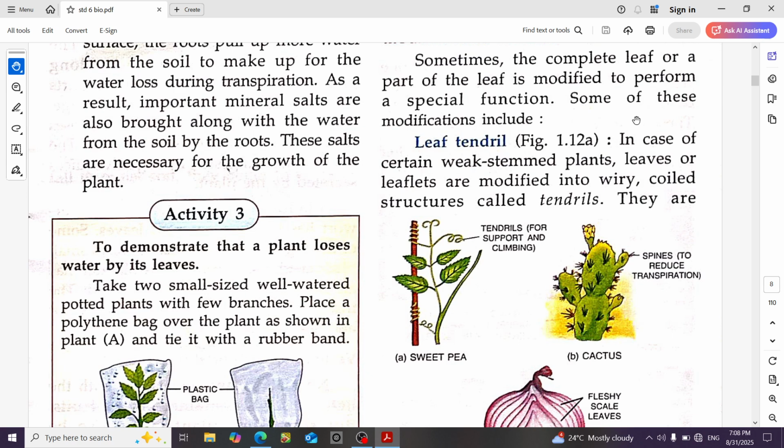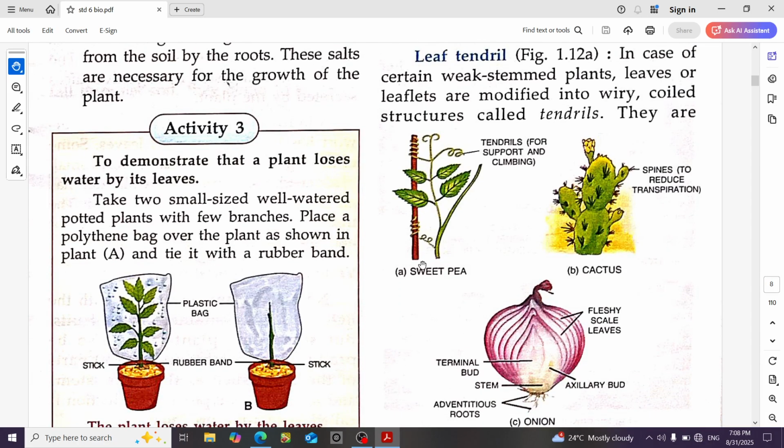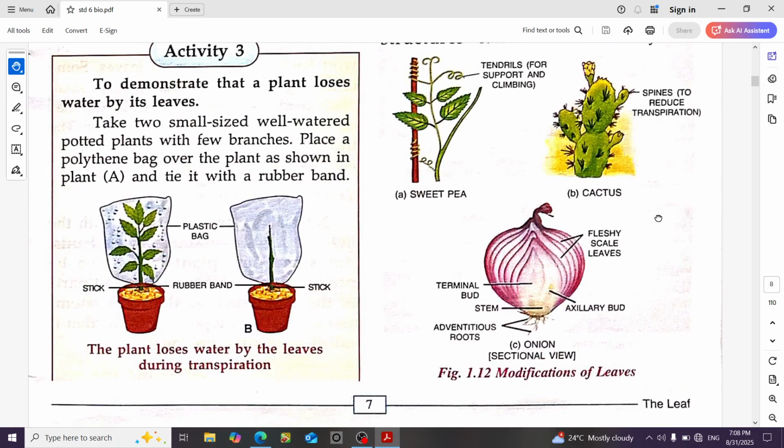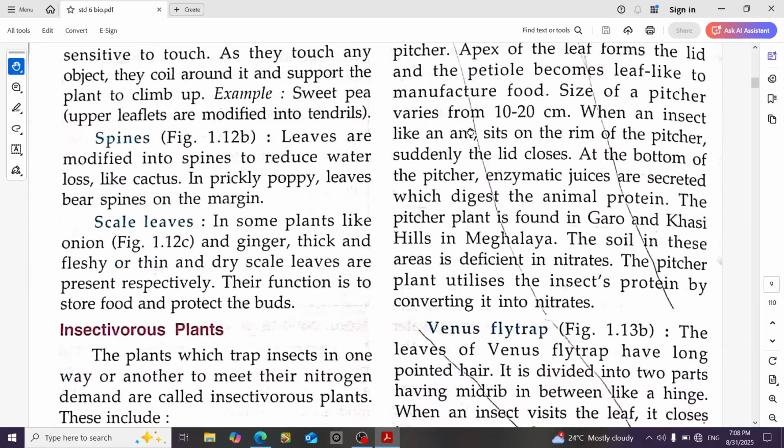Sometimes the complete leaf or a part of leaf is modified for special function. So here there are some functions. Leaf tendrils. Look at these pictures. So in case the stem is weak, it gives out some supporting structures. They're called tendrils, and they support the plant. Here you can see cactus, spines are there, and fleshy scale leaves in onion. So as they are sensitive to touch, the tendrils climb up and they help the stem to grow, get support. Leaves modified to spines in cactus so that the water loss can be checked. Scale leaves in plants like onion, they are thick. Their function is to store food and protect the buds.